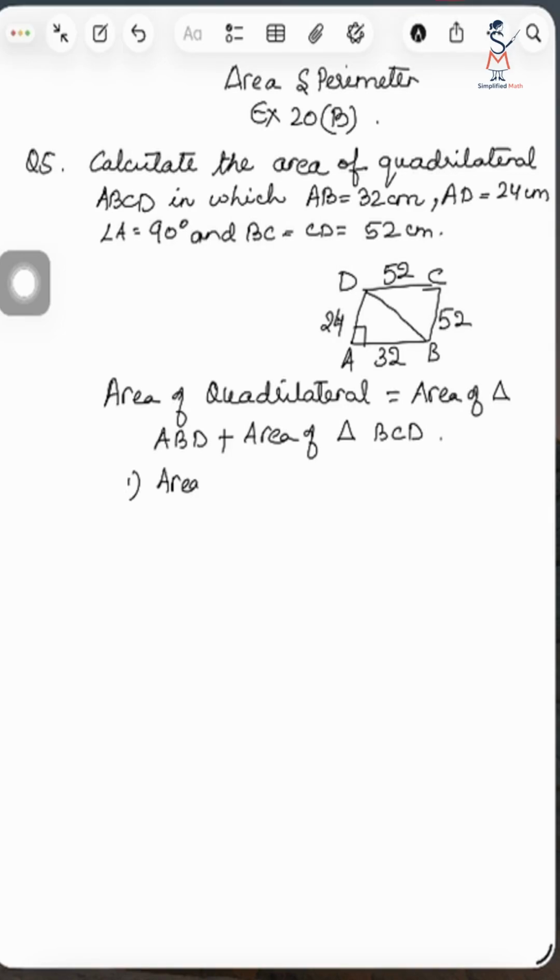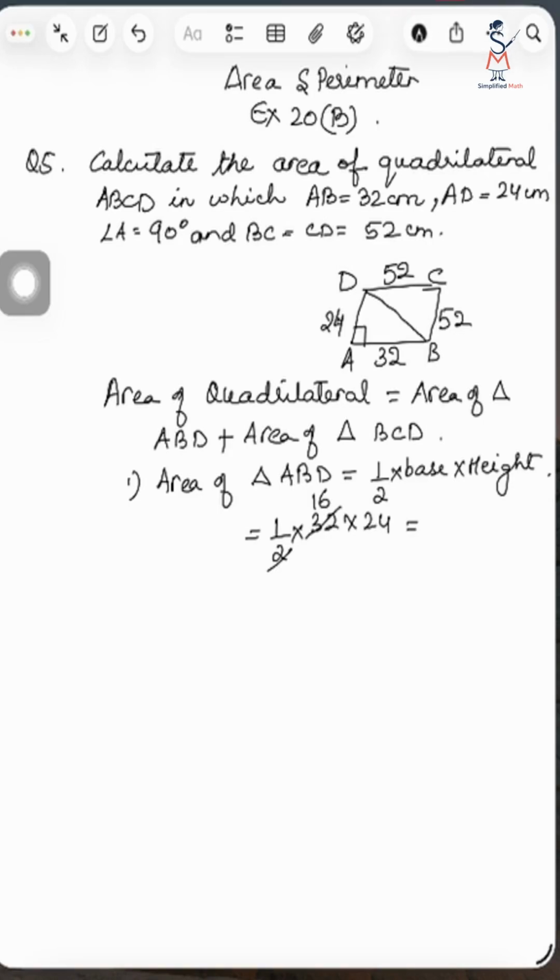So the area of triangle ABD, as ABD is a right angle triangle, will be half base into height, right? The base is AB and the height is AD. So this will become half into 32 into 24. This goes by 16, and 16 into 24 becomes 384. As the measurements are given in centimeter, the area becomes centimeter square. Now my job will be to find the area of triangle BCD.